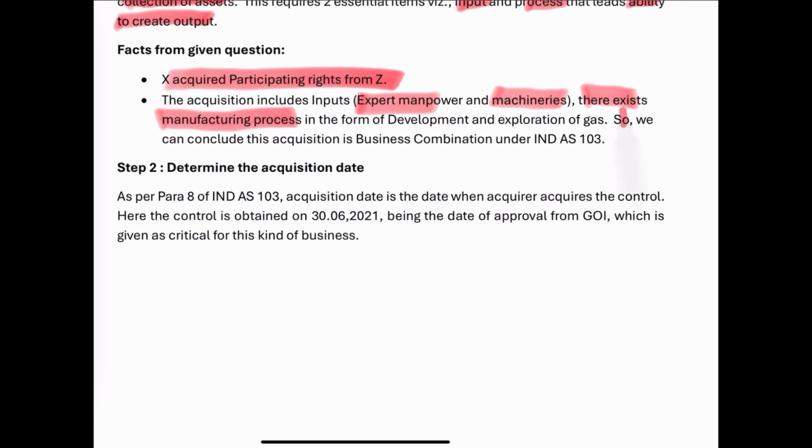Okay, so with this finally we can conclude that this acquisition is a business combination under Ind AS 103 because there is a business, and the control of the business is being taken over from company Z to company X. So we can conclude this is a business combination under Ind AS 103.